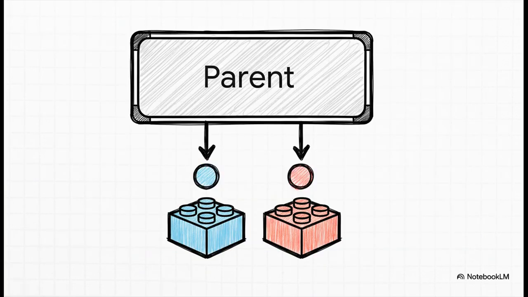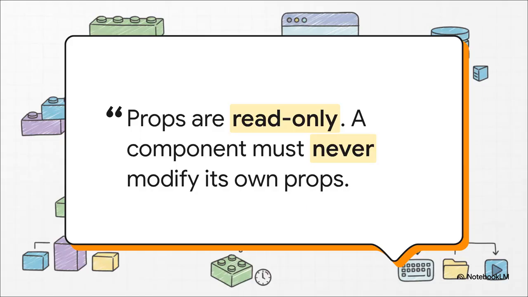But what if you want each of those profile images to be different? That's where props come in. If components are the Lego bricks, props are the instructions you pass to them. You can tell one brick to be blue and another one to be red. Props are how you pass data down from a parent component to a child, which makes them dynamic and flexible. But there is a crucial rule here. Props are read-only. A child component can get props and use them, but it must never, ever try to change them. The data flows in one direction only, down.